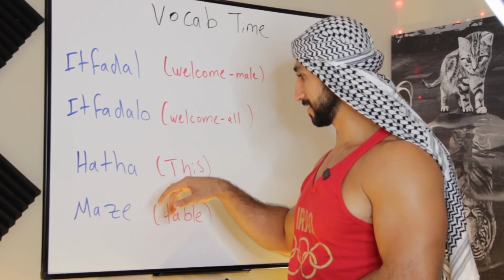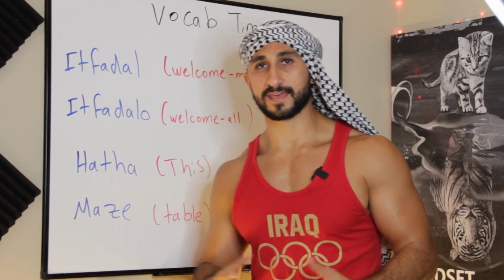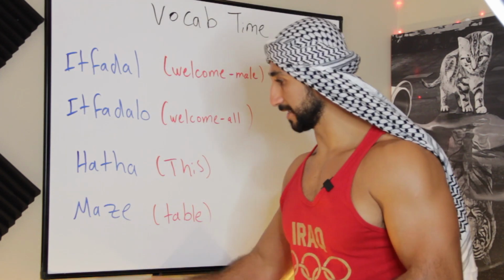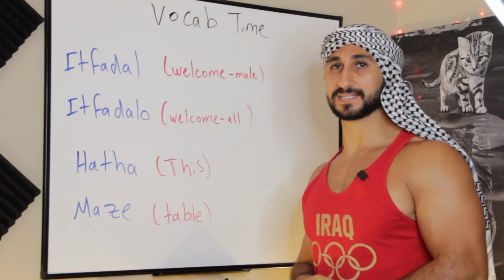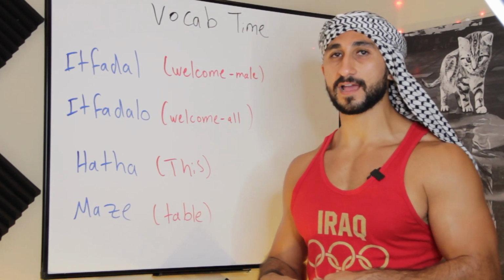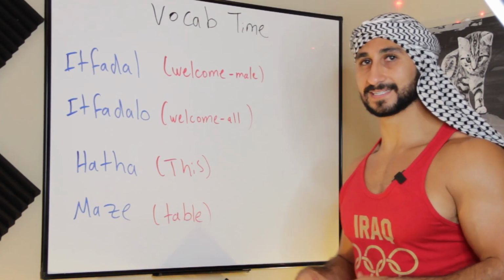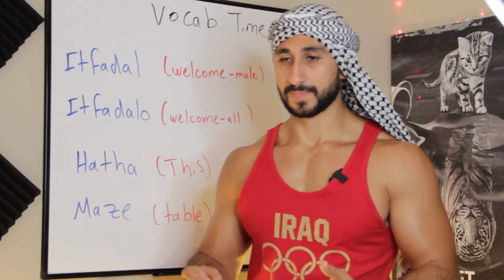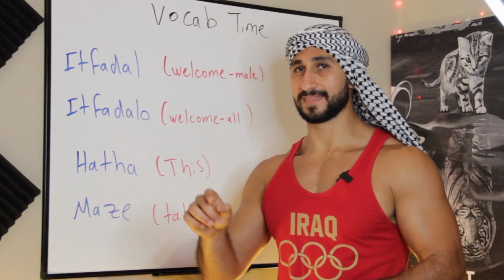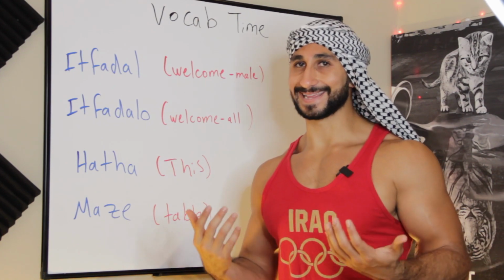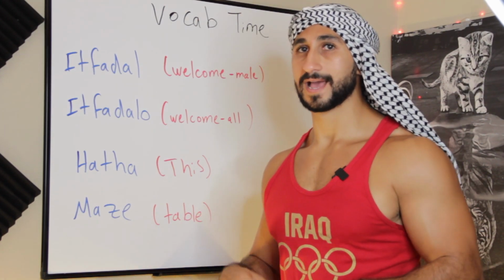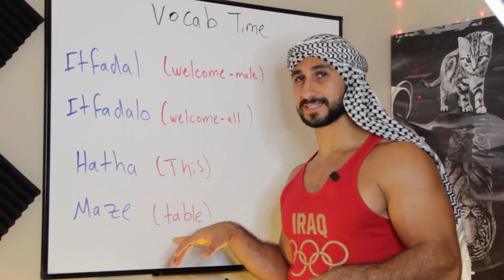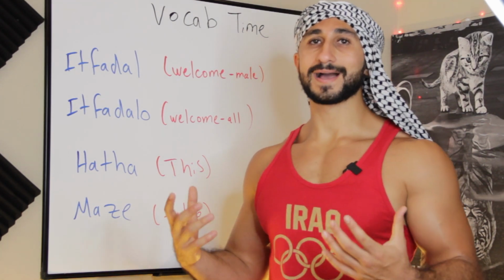Now I want to teach you this. هذا. هذا is this. So let's say they take you to a table. Now a table is ميز. Mez is a table. Now this is completely different than any other Arabic dialect. So he took you to a table, and you would say, لا ما أريد هذا الميز. ما أريد is I don't want. هذا this. الميز table. Okay, so ما أريد هذا الميز, and then he will probably take you to a different table.